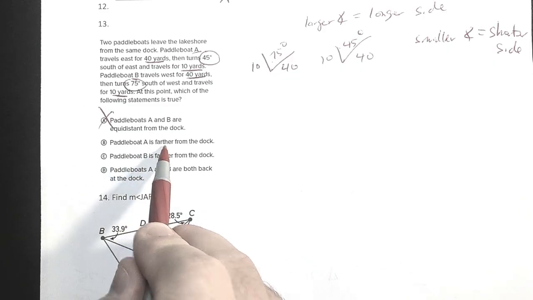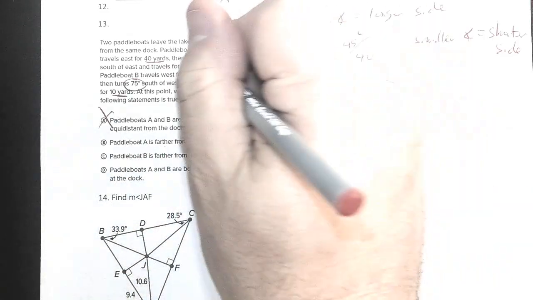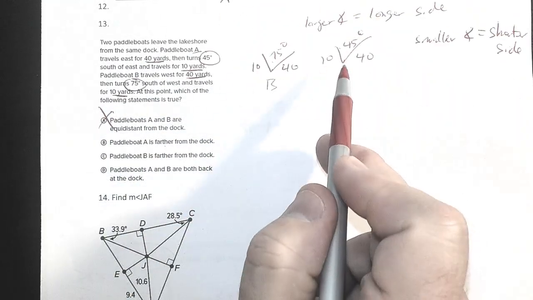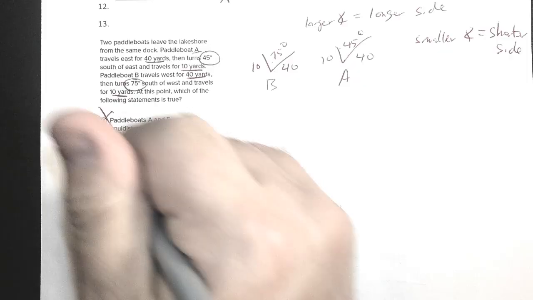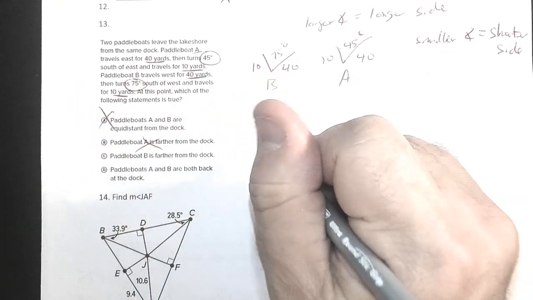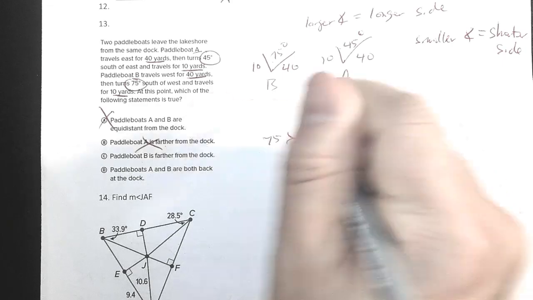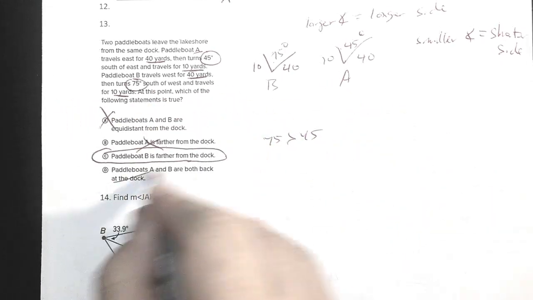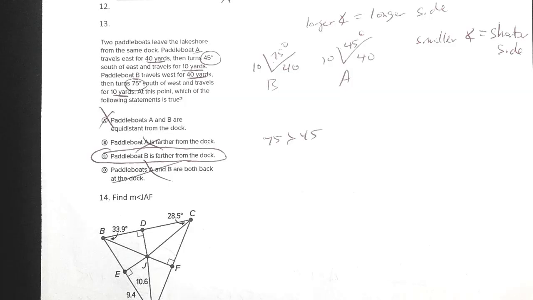A is further from the dock. So let's write this down. A went the 45 degrees. B went there. So 75 is greater than 45. So this is no. B is further. 75 is greater than 45. So C is correct. And they're not both back at the dock. They're still out in the water.